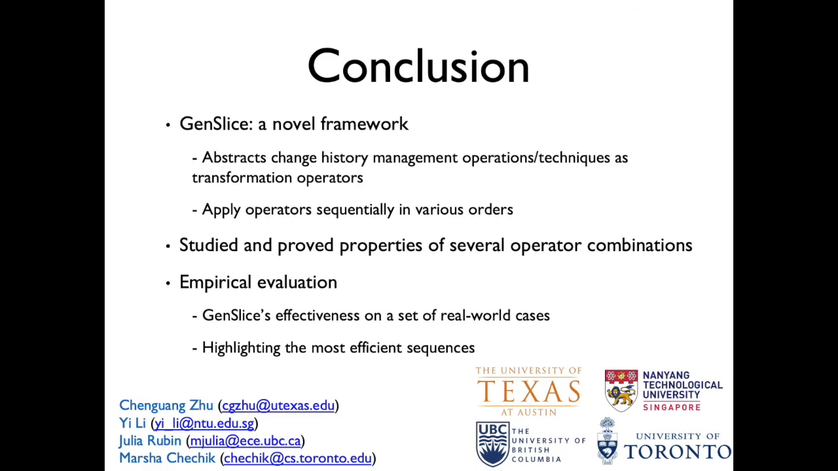To conclude, we present GenSlice, a novel framework that abstracts existing history slicing techniques and operations as transformation operators, which can be applied sequentially in various orders. We studied and proved the properties of several operator combinations. We reported an empirical evaluation of GenSlice, demonstrating its effectiveness on a set of real-world case studies and highlighted the most efficient sequences.